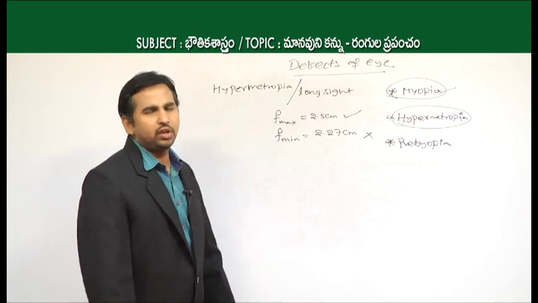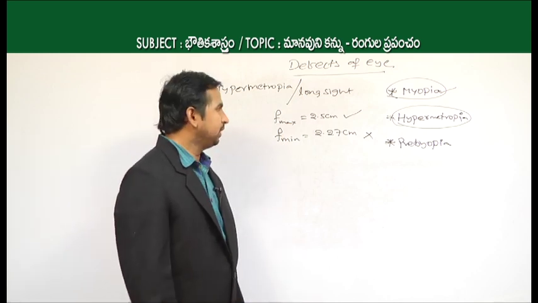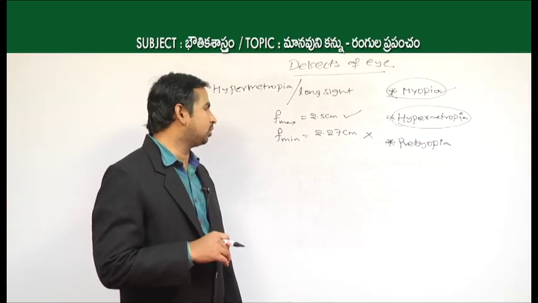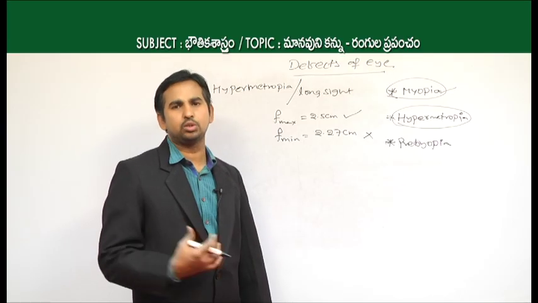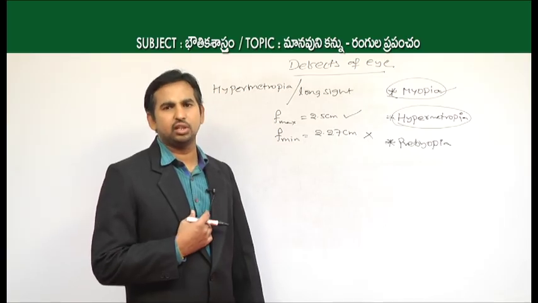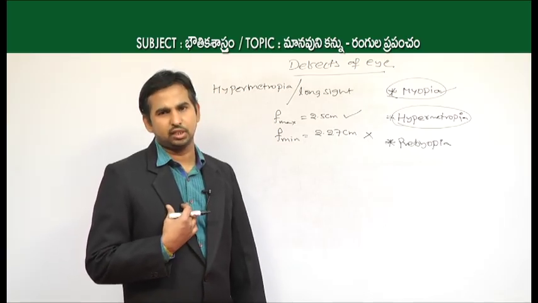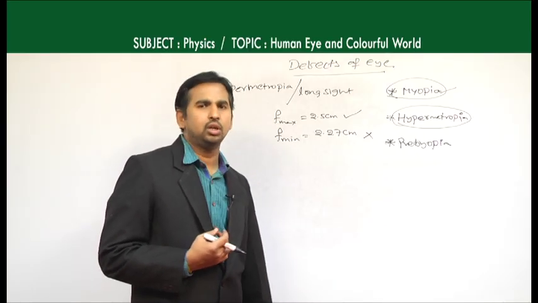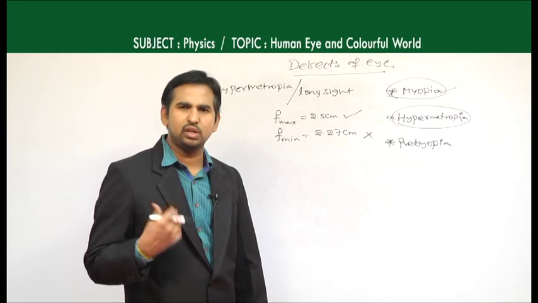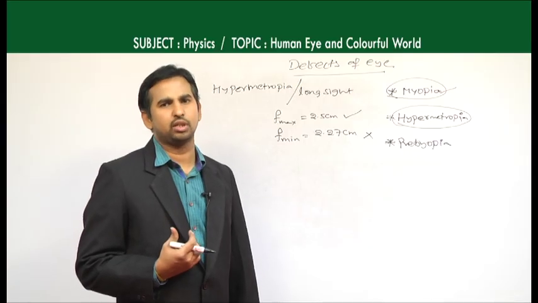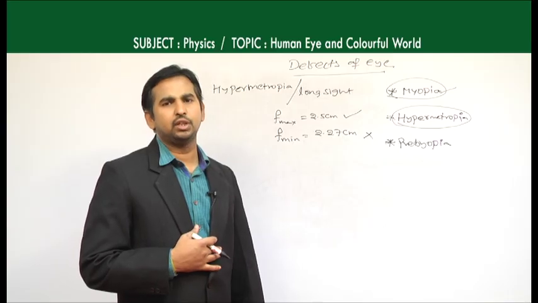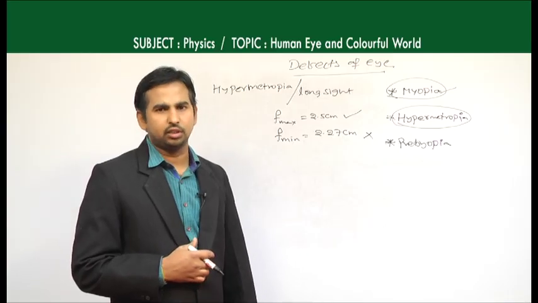Which means we can see far distant objects very clearly. Whereas in the case of minimum distance, small distant objects, we cannot see a very clear image, because the focal length of the eye lens is not 2.27 centimeters, it is always more than 2.27 centimeters. That is the problem with this defected vision, hypermetropia.